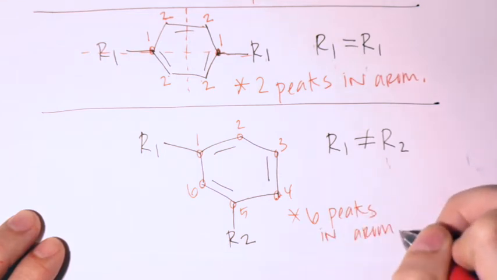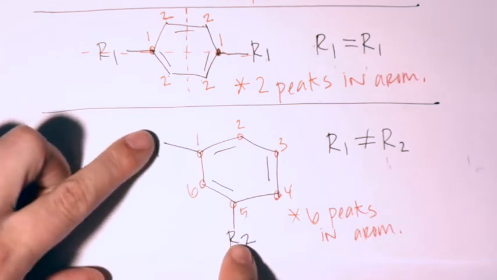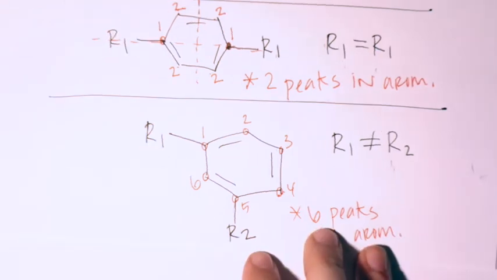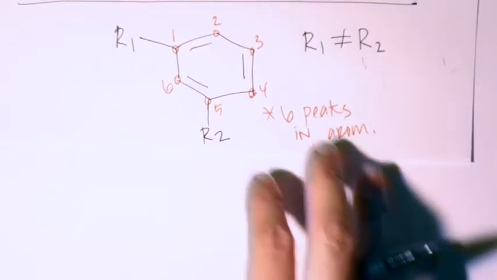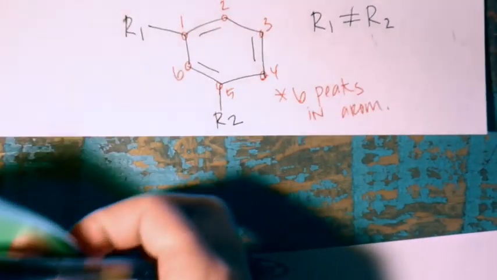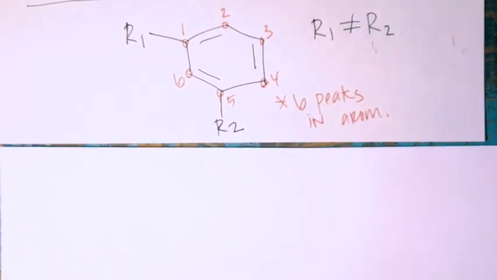Again, I'm not talking about the rest of the molecule, I'm just talking about the aromatic ring itself. If there's more carbons off of these, those will have whatever their peaks are in the NMR. Okay, so I'm going to do one more aromatic example and then move on from there.